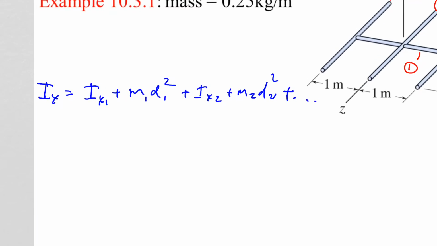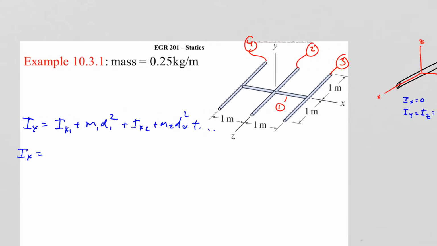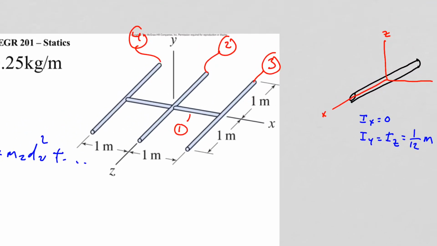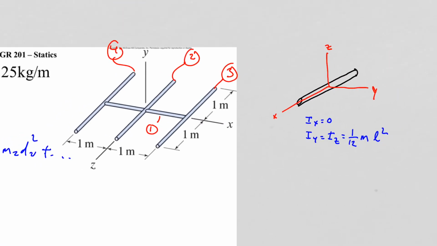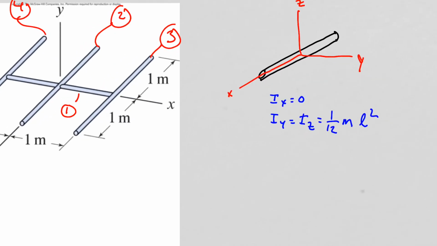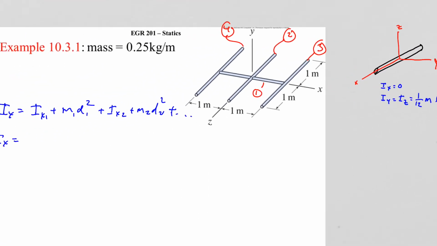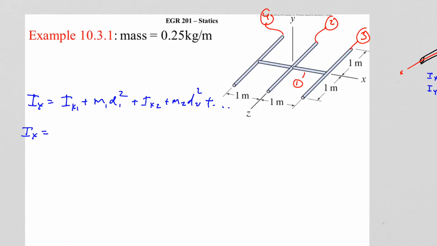So let's look at the first one, I sub x. Let's look at shape 1. What is the moment of inertia about this x-axis? It is equal to 0 because the axis is running right through it, just like in this example. So that one is 0. Hope I'm not making you sick by going in and out like that.